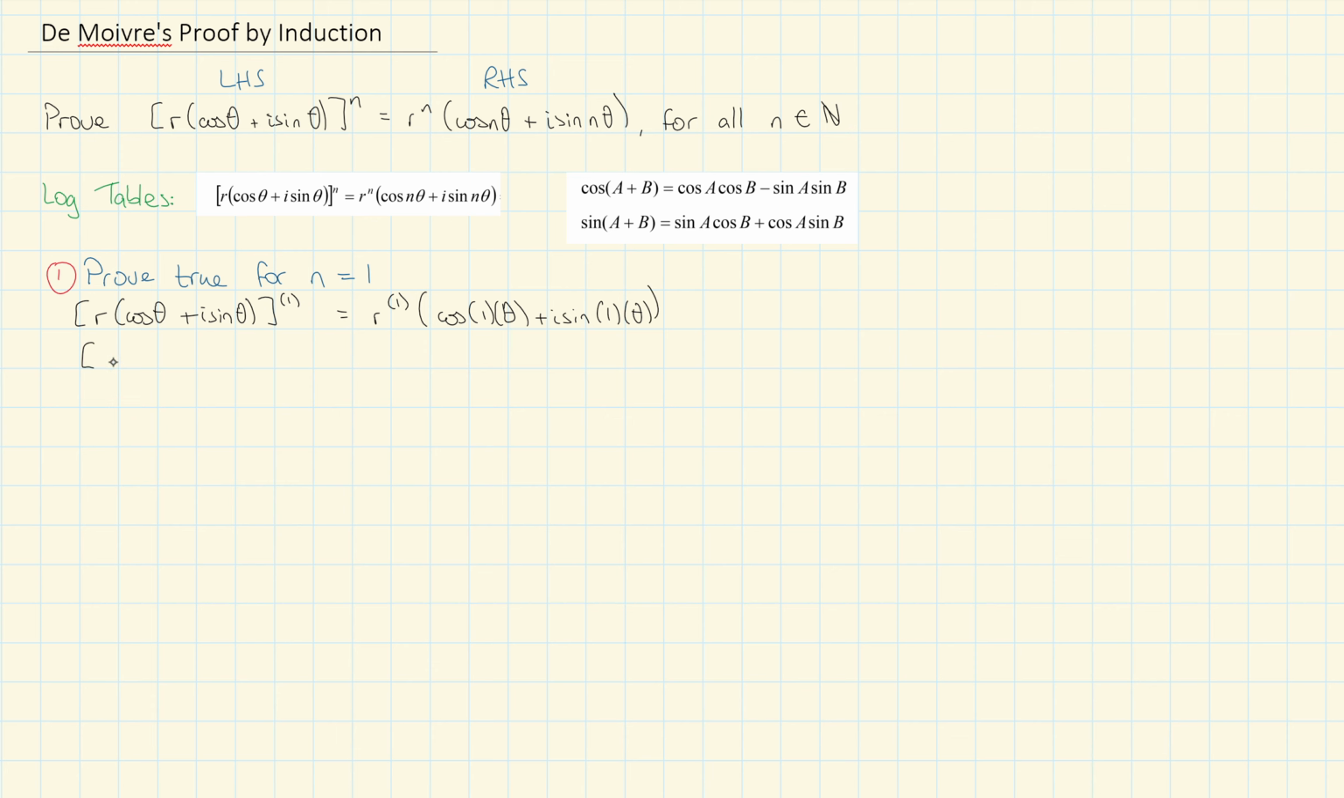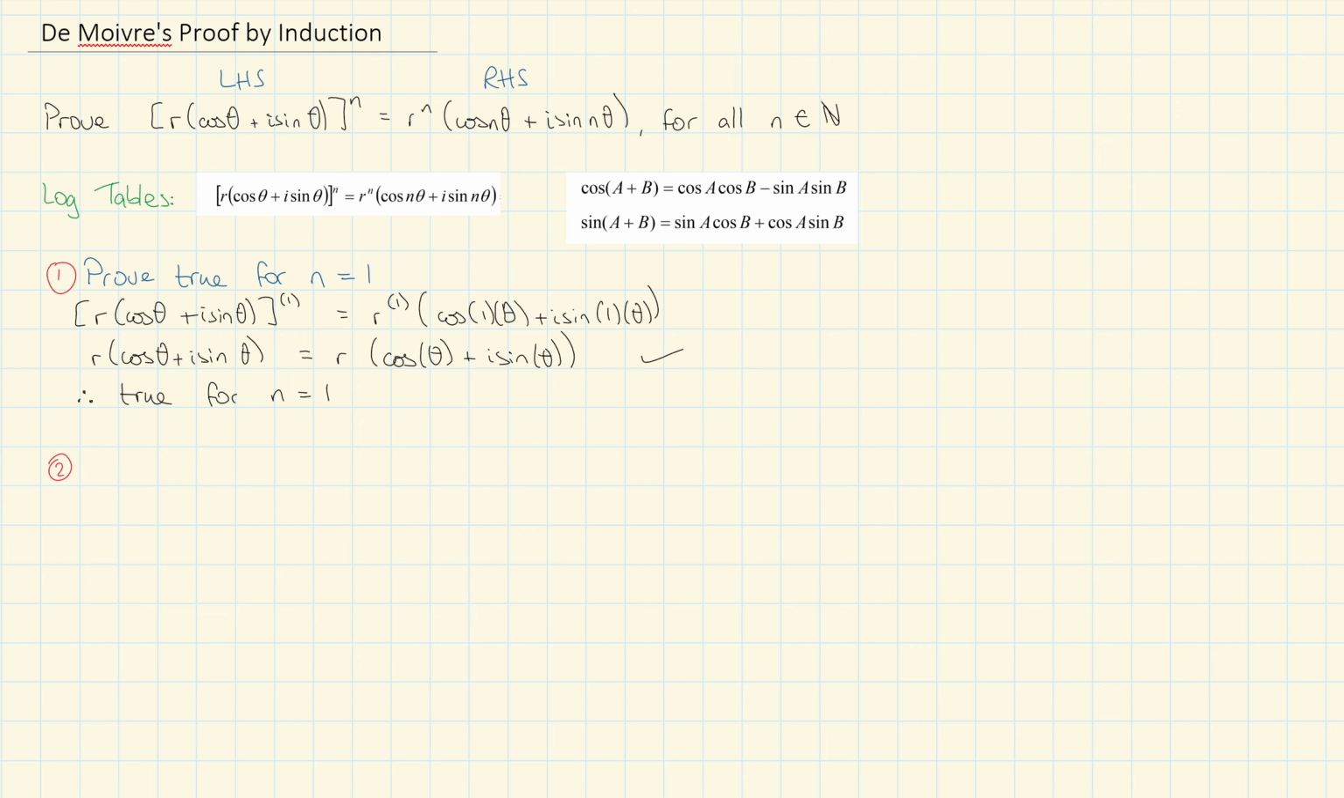Tidy up the left side. So to the power of 1 won't change anything. So then we'll get r cos theta plus i sin theta. You can drop your square brackets. r to the power of 1 gives r. 1 by theta will just give theta. And there we go. Left hand side equals right hand side. So it's true for n equals 1.